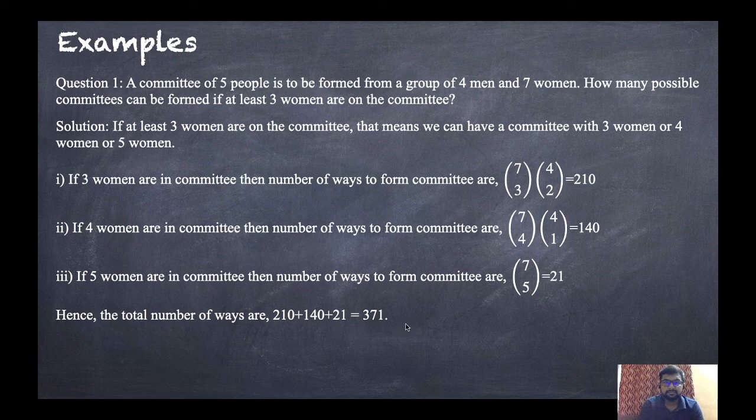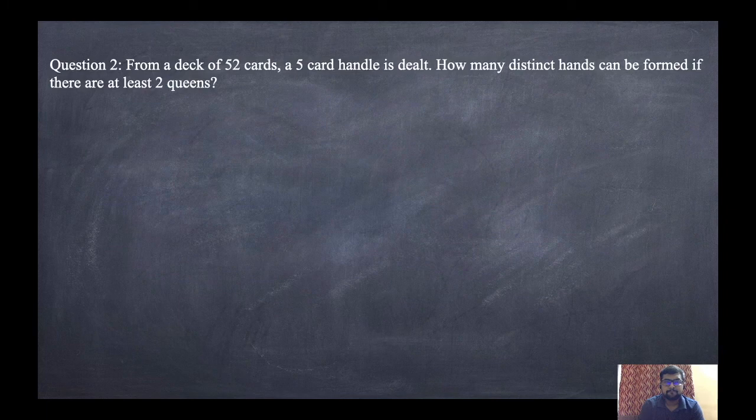Next, from a deck of 52 cards, a 5 card hand is dealt. How many distinct hands can be formed if there are at least two queens? We know that in a deck of cards there are a total of 52 cards. Now, we want to create a hand of 5 cards. How many distinct hands can be formed if there are at least two queens?